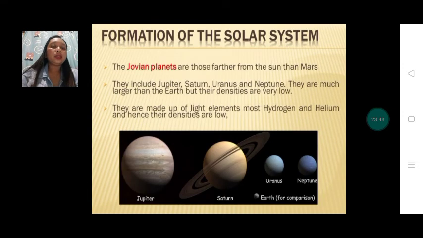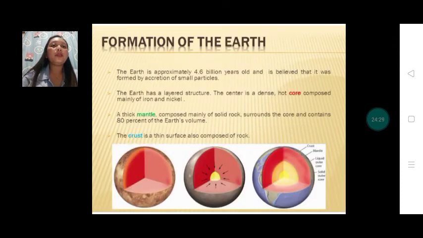Okay, so now let's proceed to the next slide. So the Jovian planets are those farther from the sun than Mars. So they include Jupiter, Saturn, Uranus, and Neptune. So they are much larger than the Earth, but their densities are very low. So meaning to say, mas dako pa sila sa Earth, pero ang density nila kay ubos. So they are made up of light elements, mostly hydrogen and helium, and hence their densities are low. So ubos ang ilang densities kay sa Earth, pero mas dako pa sila. Okay. So, the formation of the Earth.